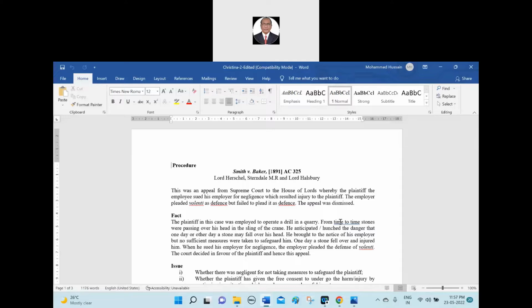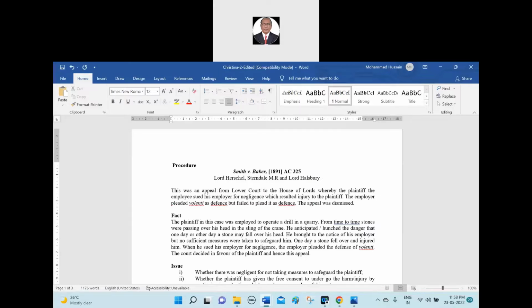No, it is not the Supreme Court. Okay, let us not dispute over there. It came from the lower court. Let us presume to the House of Lords, whereby the plaintiff employee sued his employer for negligence which resulted in injury to the plaintiff. The employer pleaded voluntary not fit injury as a defense, but failed. The appeal was dismissed. That is the disposition of the case. Where it has come from, just forget it. You can write lower court because there is no Supreme Court there. It is a lower court.